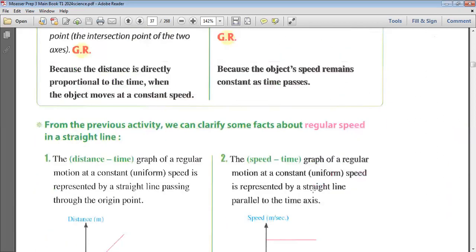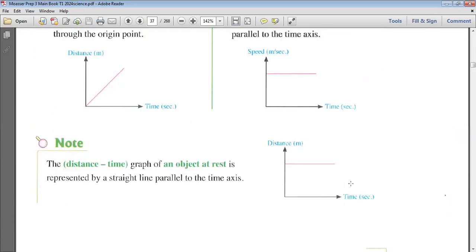Right. Let's try to make another graph, a distance time graph for the body at rest. We said whenever I see a straight line parallel to the time axis, what do I call it? I call it constant. Constant what? Constant distance. What does it mean? The distance doesn't change. When does distance not change? When the body is at rest. Okay? So the distance time graph of an object at rest is represented by a straight line parallel to the time axis.